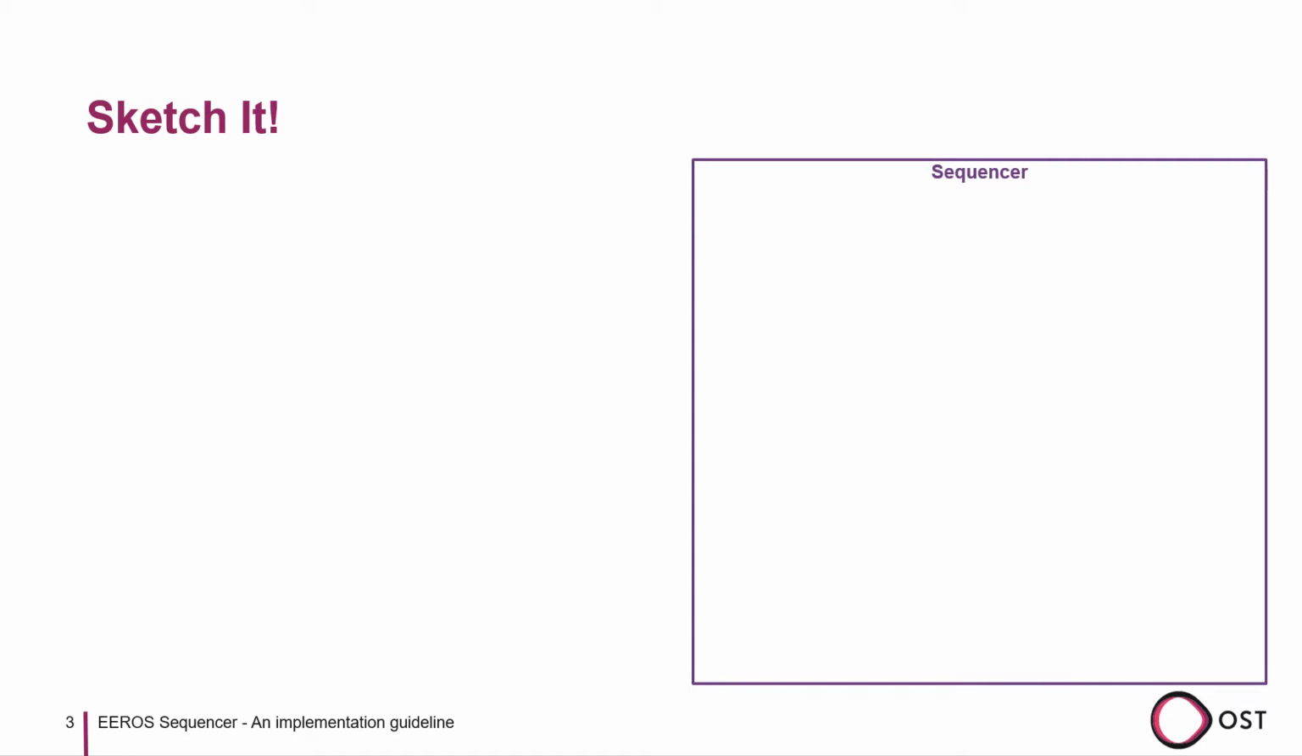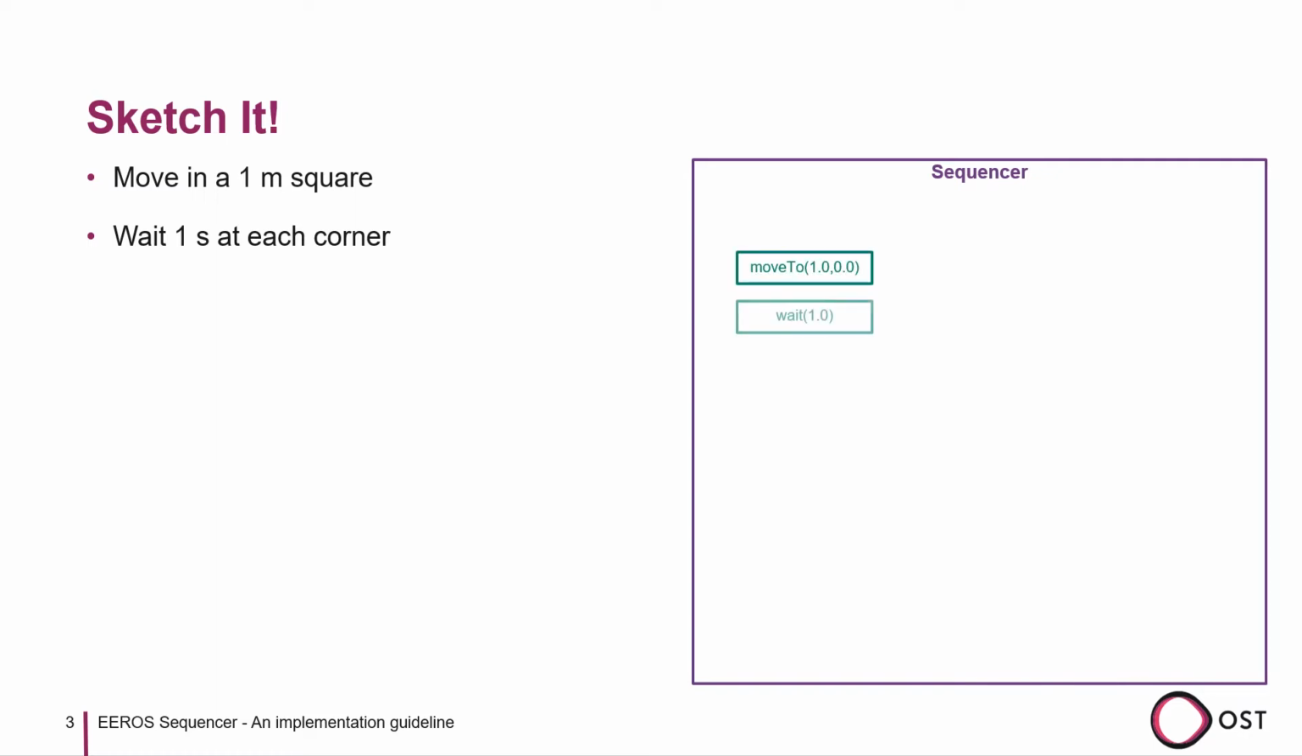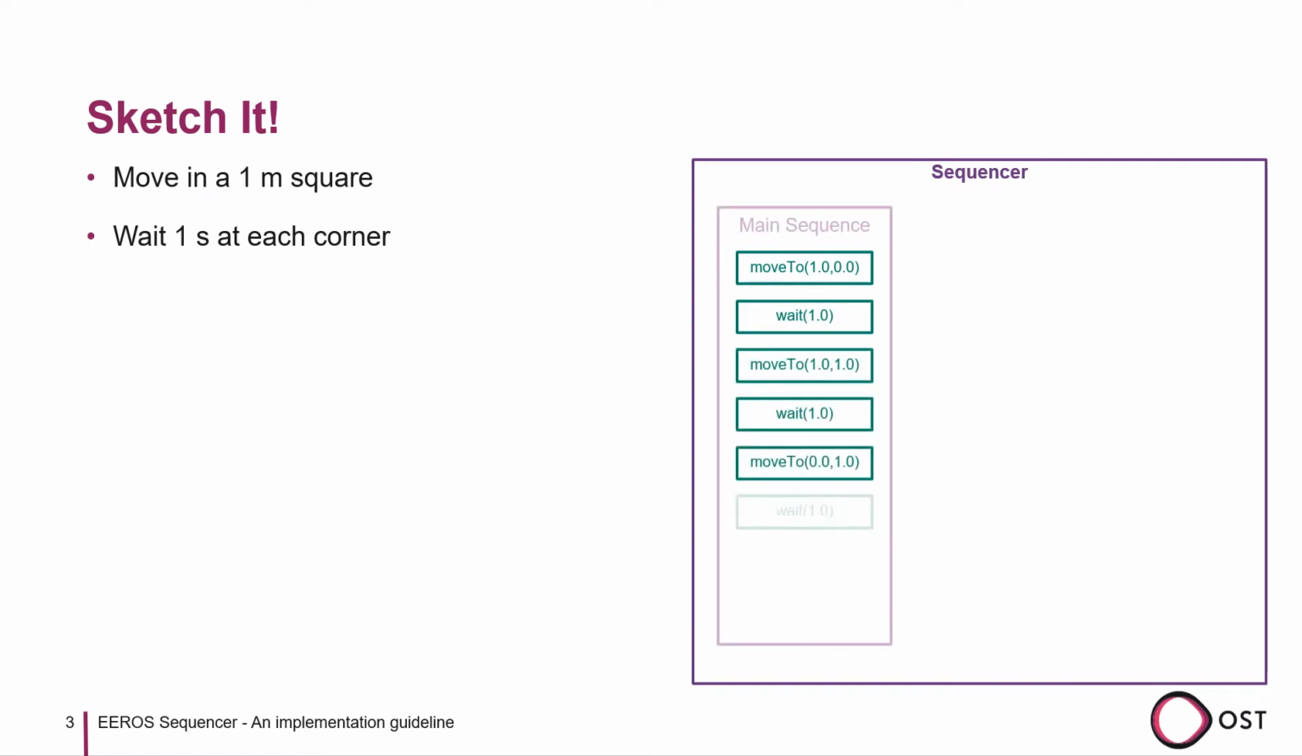Suppose we want our mobile robot to move in a square with 1 meter side length. Further, we want the robot to wait 1 second at each corner before it moves to the next one. Therefore, we need 2 steps, one to move the robot to a desired location and the other one to wait for 1 second. We can arrange both in the main sequence and duplicate them to complete the square. So we do not need any additional sequences and we also do not need to think about whether they should run in parallel or not.